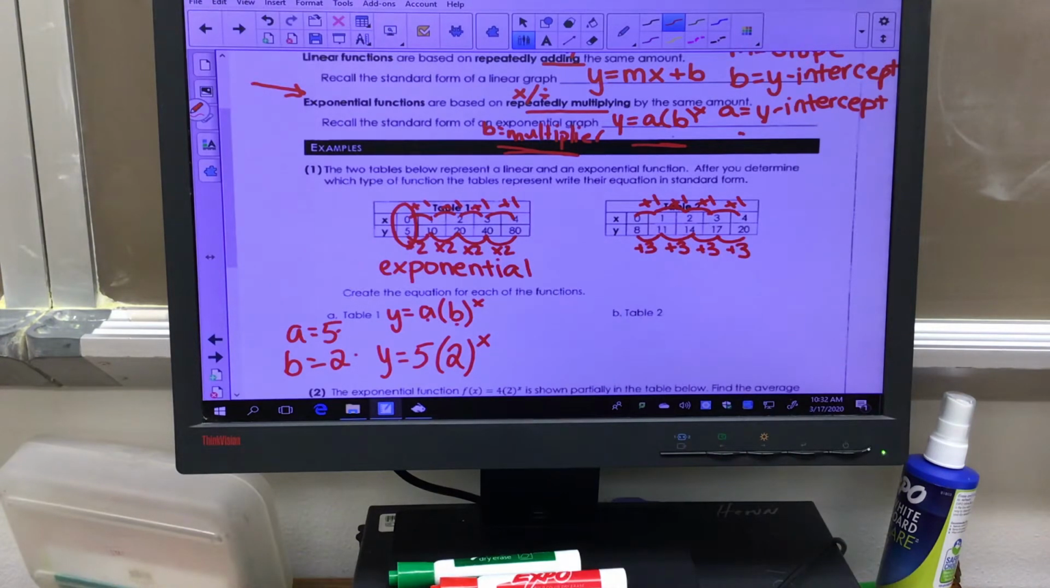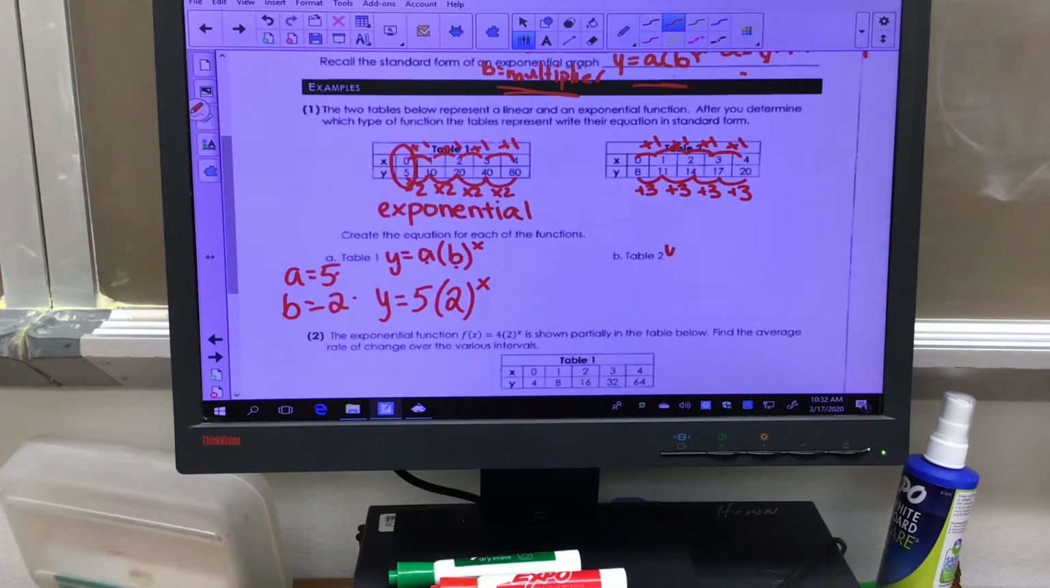So when I go to write this equation, y equals mx plus b, m is my slope. Each time I'm adding 3, so I know my slope is 3. B is my y-intercept. When I'm at 0, the y-intercept is 8. So y equals 3x plus 8. I have my exponential function and I have my linear function.